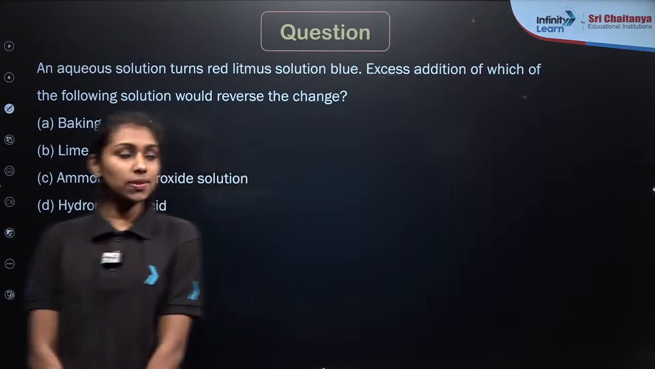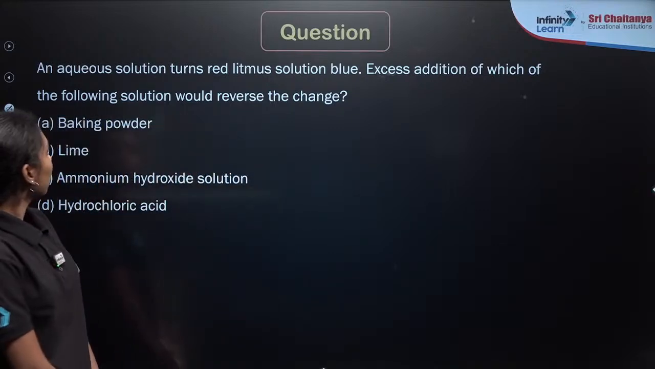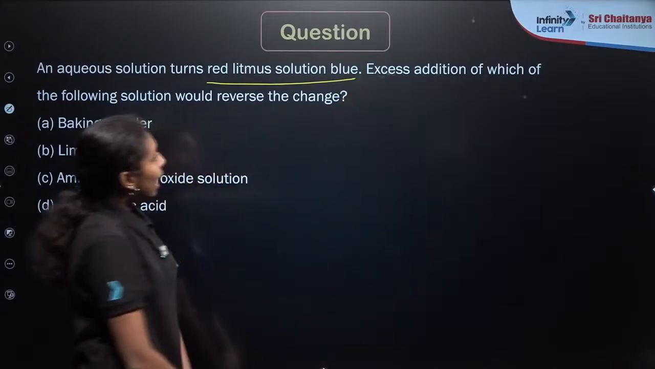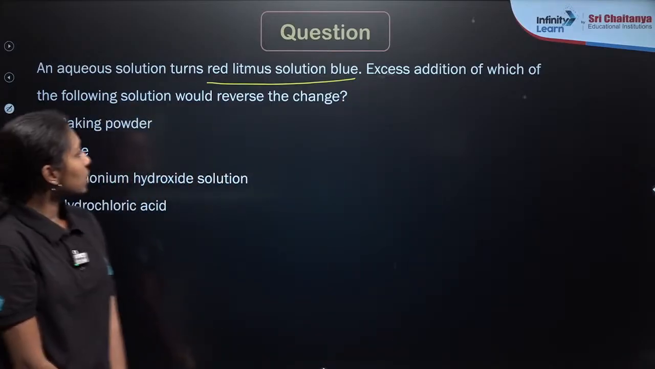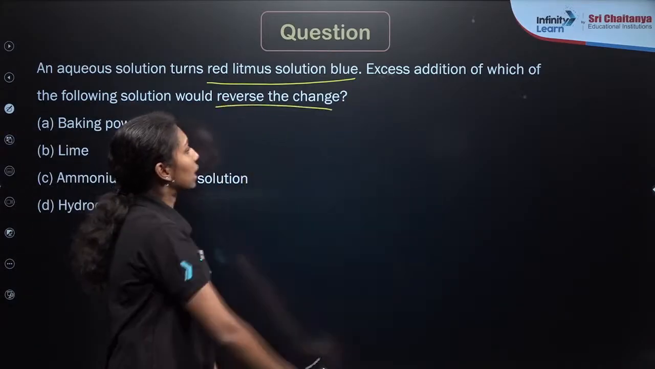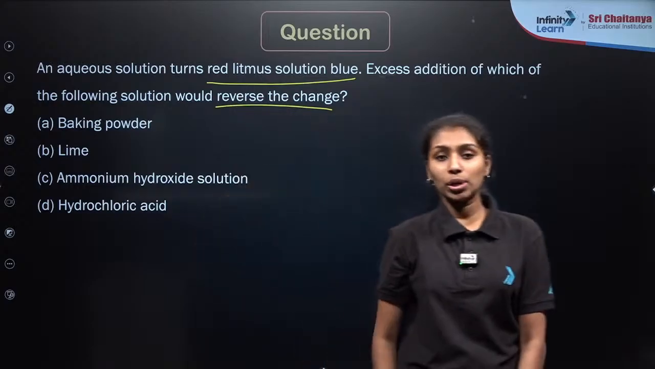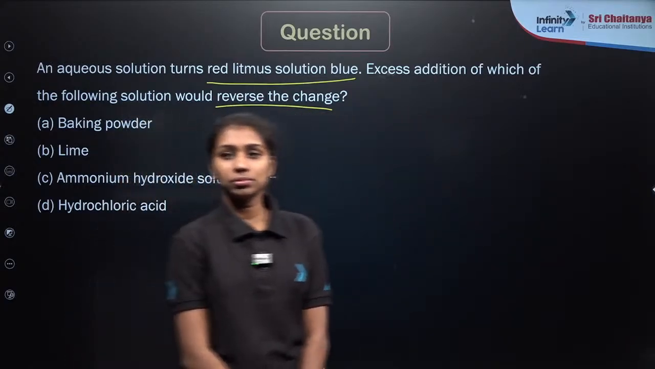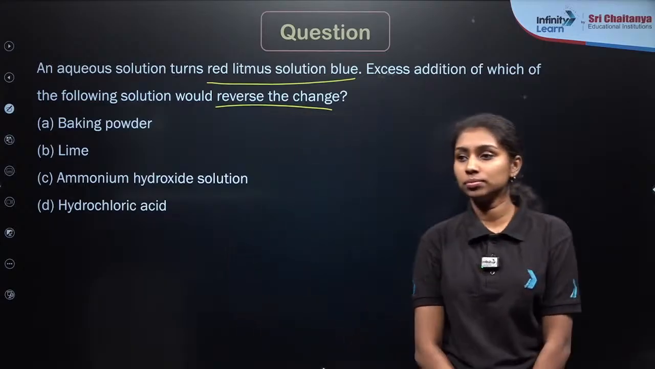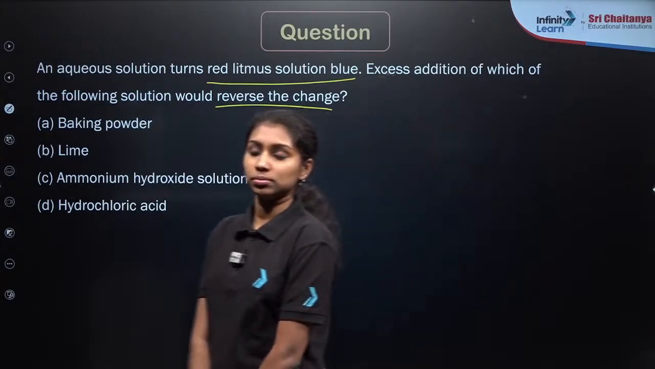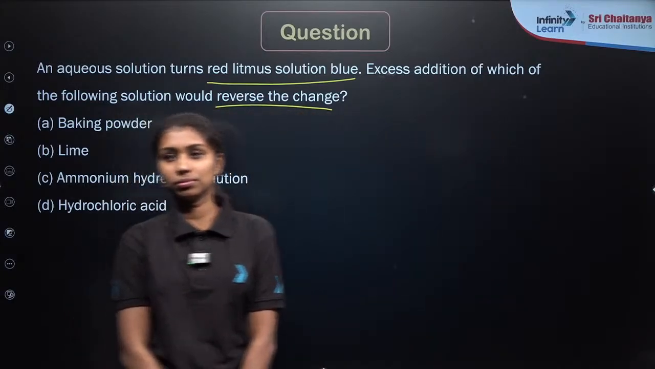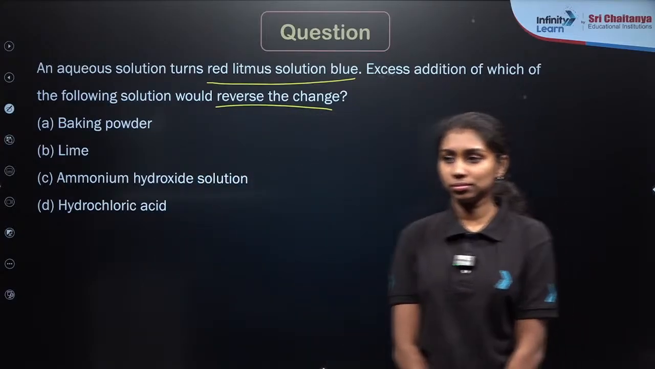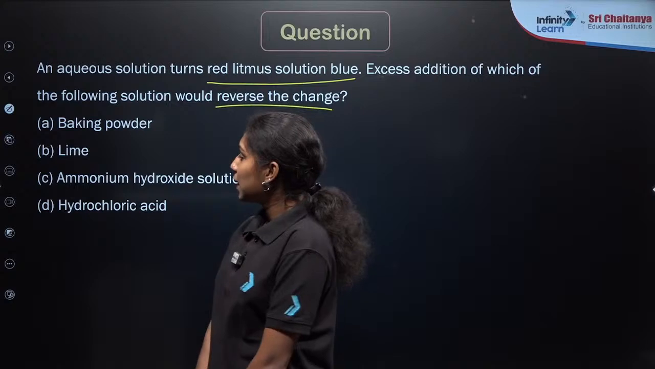So here is our next question. An aqueous solution turns red litmus to blue. The excess addition of which of the following solutions would reverse the change? Read the question properly. I hope you understand the question. Okay, what will be the answer for this question?